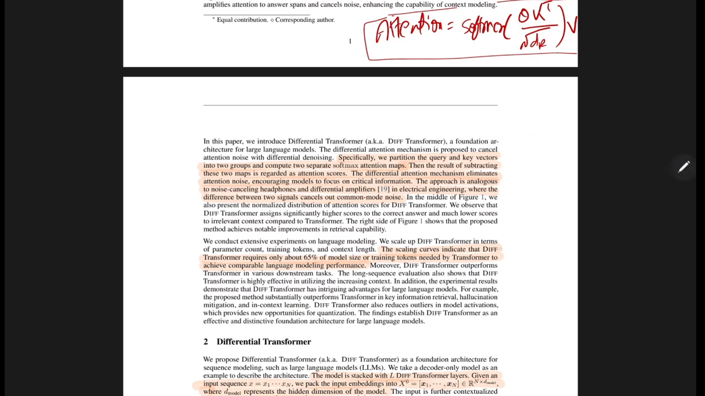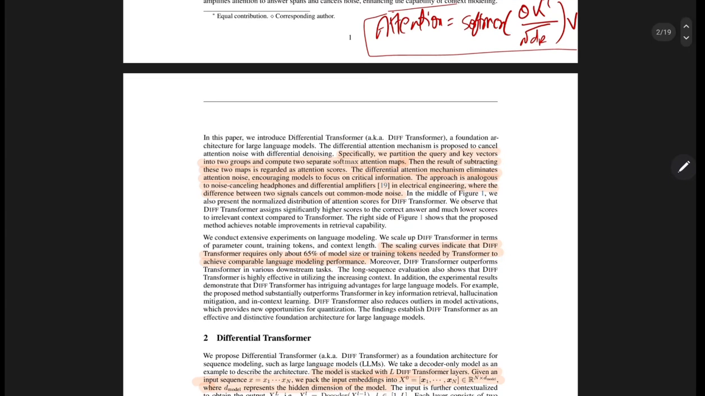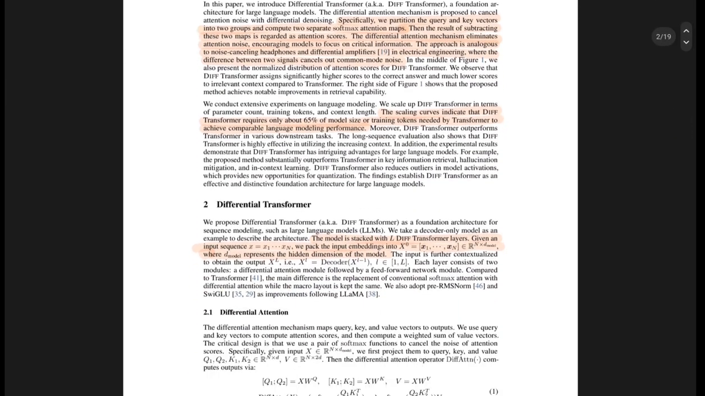Now, what are they saying? The scaling curves indicate that the differential transformer needs only about 65% of the model size or training tokens needed by an original transformer to achieve comparable language modeling performance. It's a big thing. You only need 65% of the original one. So let's figure out how they're going to do that.